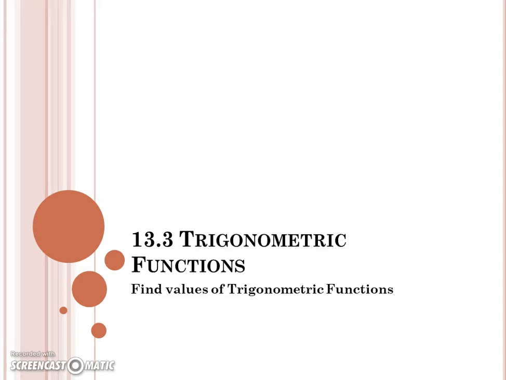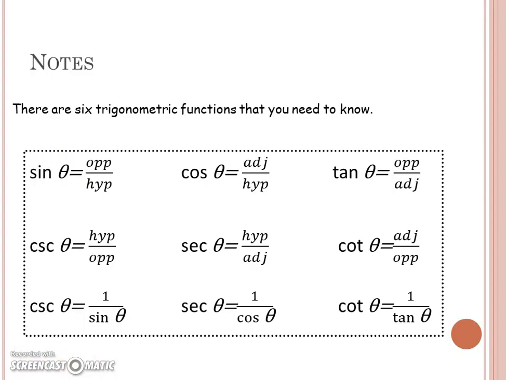Welcome to 13.3 Trigonometric Functions. We're going to find values of trig functions today. First, there are 6 trigonometric functions that you need to know. Sine of theta equals opposite over hypotenuse, cosine of theta equals adjacent over hypotenuse, and tangent of theta equals opposite over adjacent. You knew these already because we did this in 13.1 as well as in geometry.